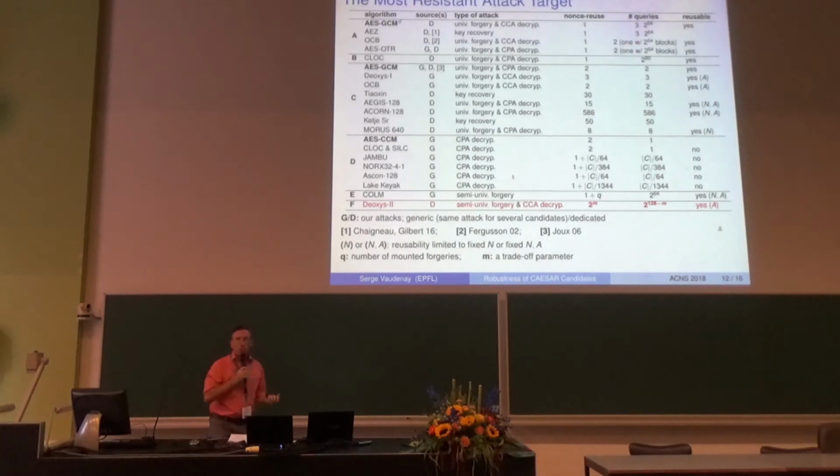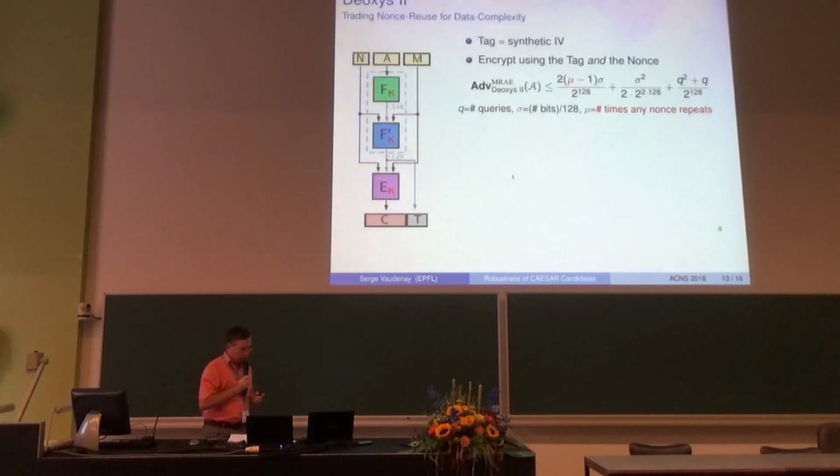And the type of attack that we consider, so Xaxis 2 here has an attack where you have a parameter in the attack, which is a parameter m. So if we repeat a nonce 2 to the power m times, we have an attack with data complexity 2 to the 128 minus m, whatever is the value of m. Okay? So, how does it work?